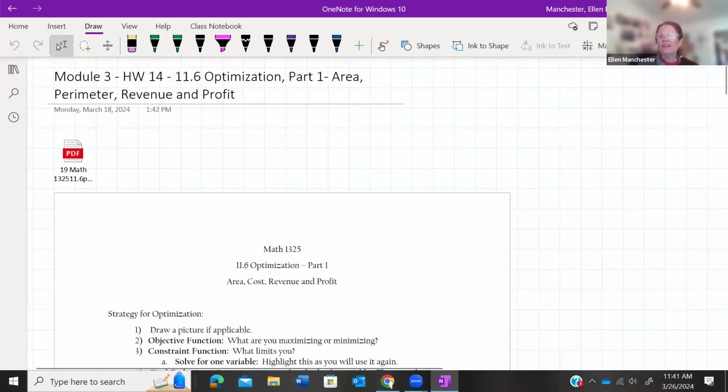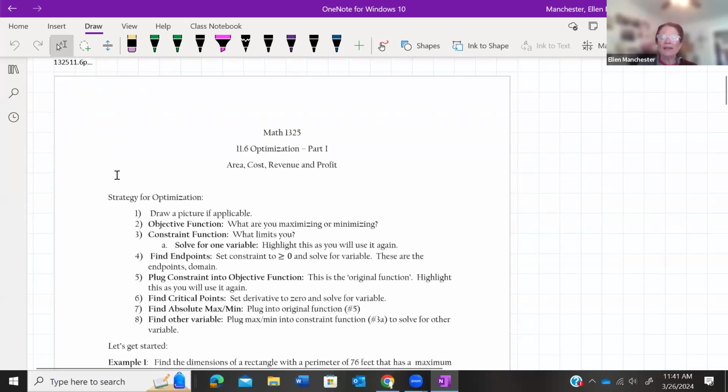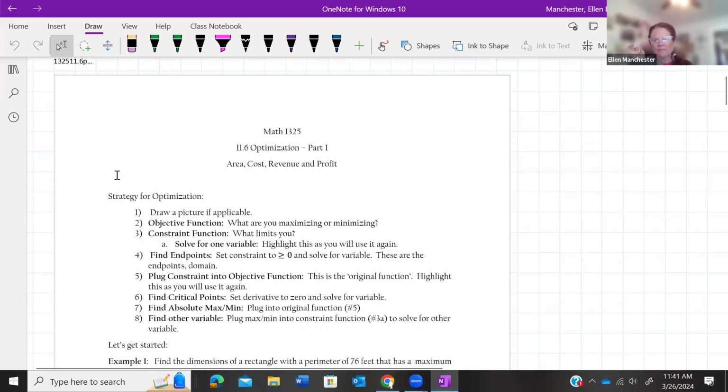Okay, so we are at the mountaintop of business calculus. After this section, it's all downhill from here. What we're doing is taking everything that you've learned and applying it to optimization type problems. Optimization just means we're looking for the maximum and the minimum every single time.